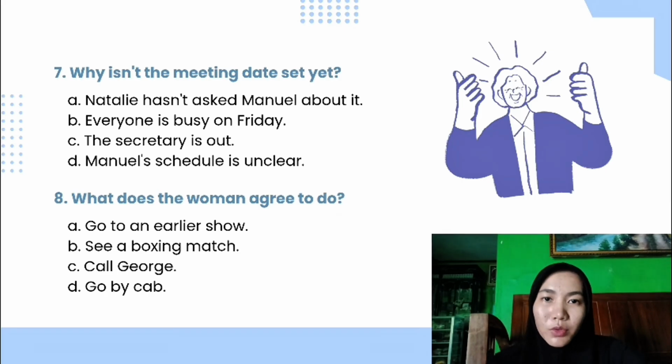Okay, do you get the clue? There's a suggestion. The man suggests her to call a taxi to go to the concert. And she agreed with that. Okay, let's see the choice.